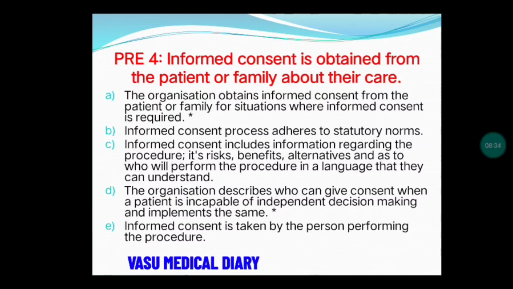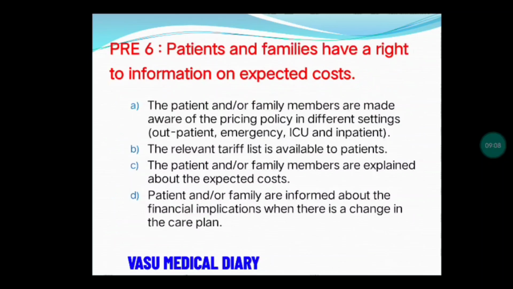The organization describes who can give consent when a patient is incapable of independent decision making and implements the same. We should have a policy if the patient is unconscious or incapable of making any decision. We should have a policy on who can sign for them, and we have to implement the same. Informed consent is taken by the person performing the procedure. Always the informed consent should be explained by the surgeon or anybody who is doing the procedure, and they have to take the informed consent.